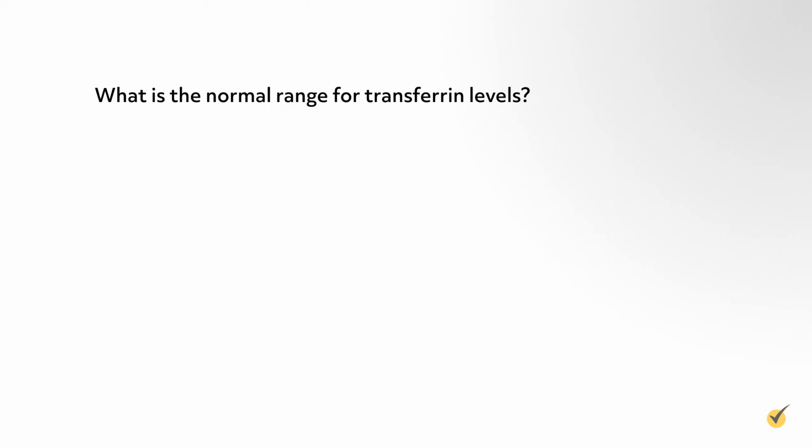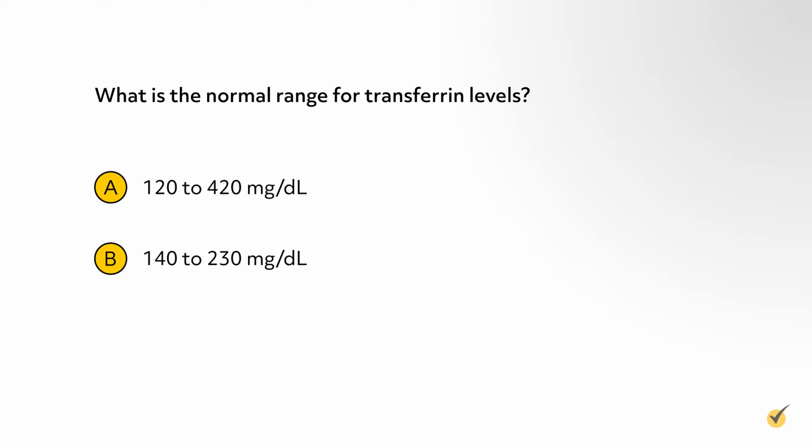Okay, now that we've covered everything, let's go over a couple of review questions. Number 1, what is the normal range for transferrin levels? A, 120 to 420 milligrams per deciliter. B, 140 to 230 milligrams per deciliter. Or C, 170 to 370 milligrams per deciliter.